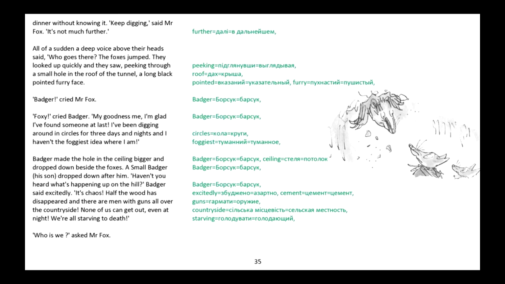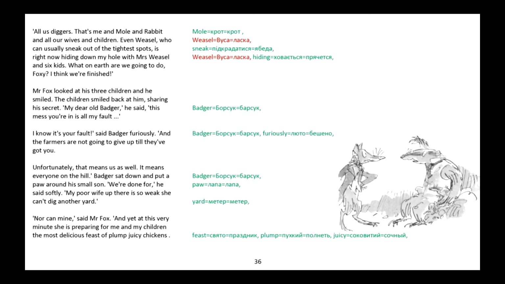Badger made the hole in the ceiling bigger and dropped down beside the foxes. A small badger, his son, dropped down after him. "Haven't you heard what's happening up on the hill?" Badger said excitedly. "It's chaos. Half the wood has disappeared, and there are men with guns all over the countryside. None of us can get out, even at night. We're all starving to death." "Who is we?" asked Mr. Fox.